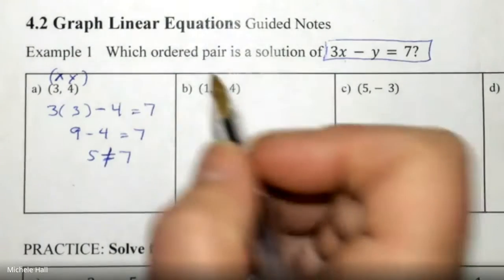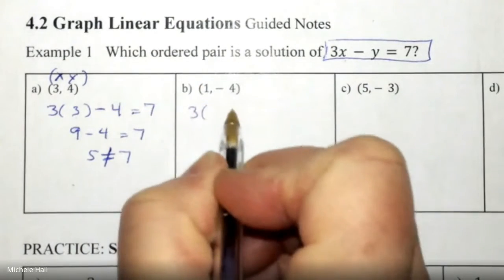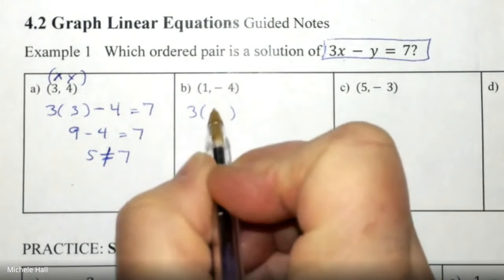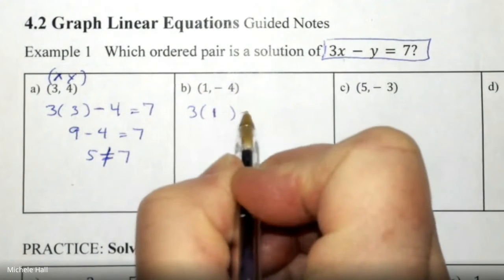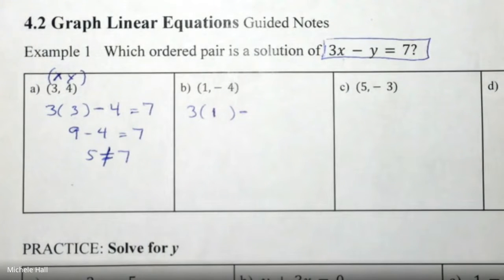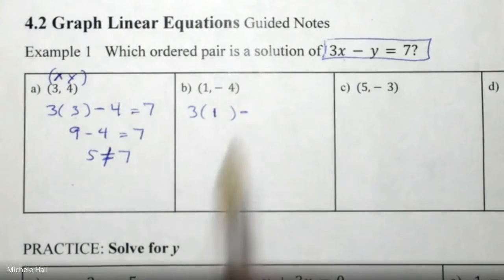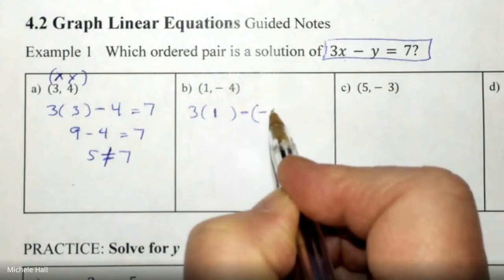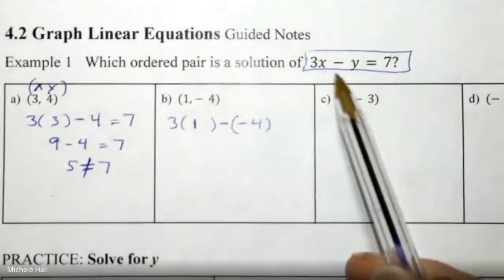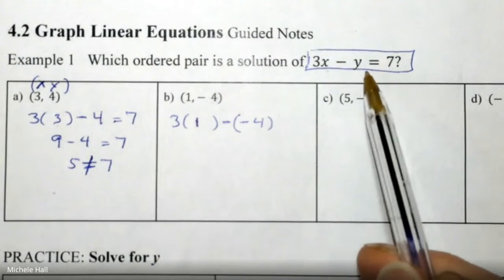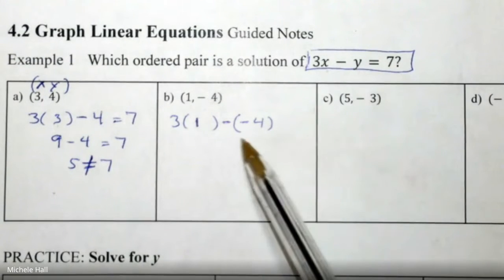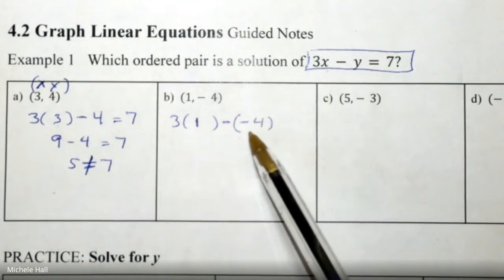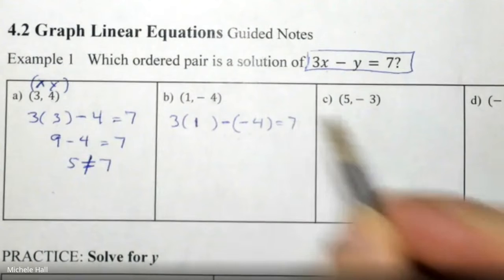We got 4 of them to check, so we're going to set it up. 3 times my x. 3 times x is 1. 3 times 1. Minus y. Y is negative 4. You better be careful. I need to put parentheses because that's double negatives. Notice that the equation already has a negative in it, and then y is also negative. That's 2 negatives, double negatives. So we have 3x minus y equals 7.